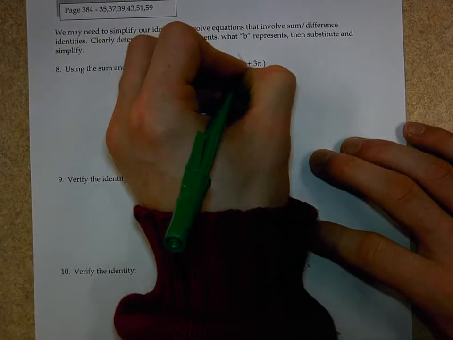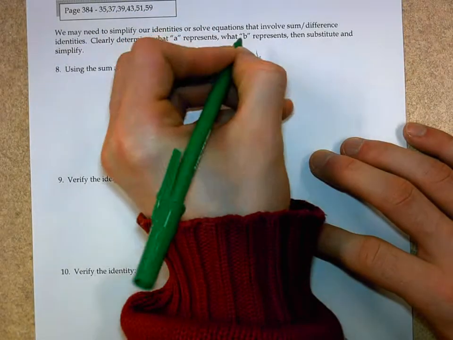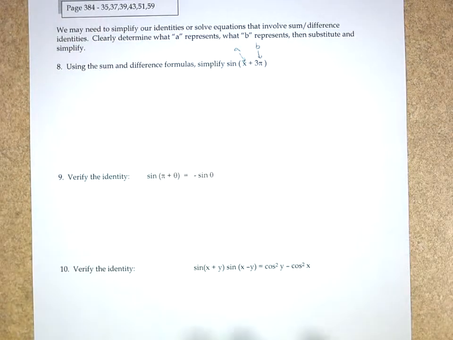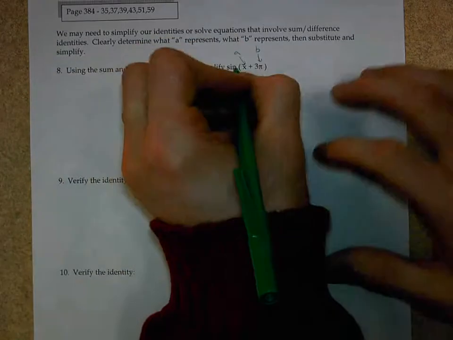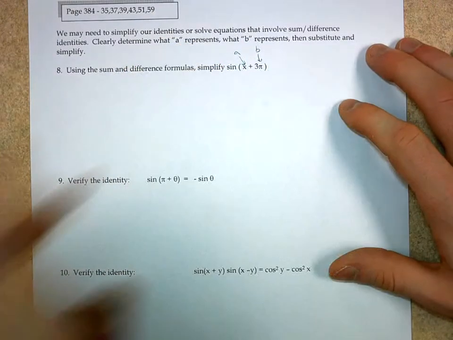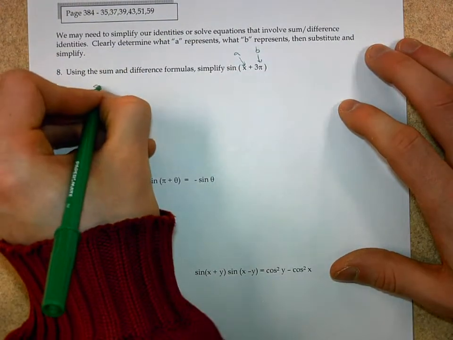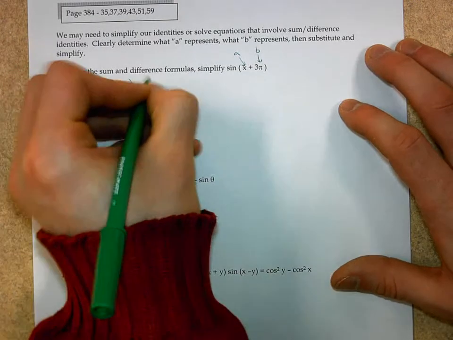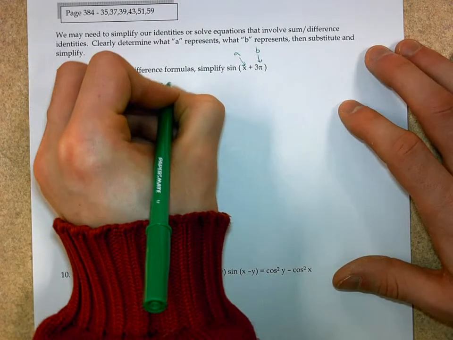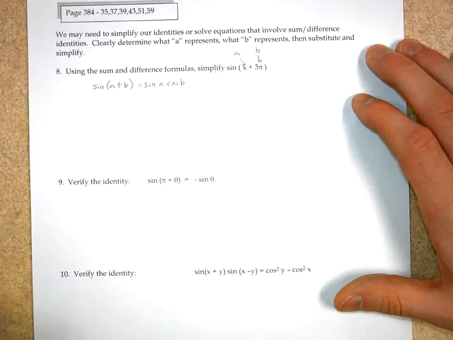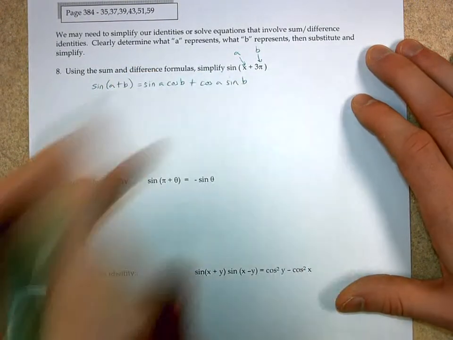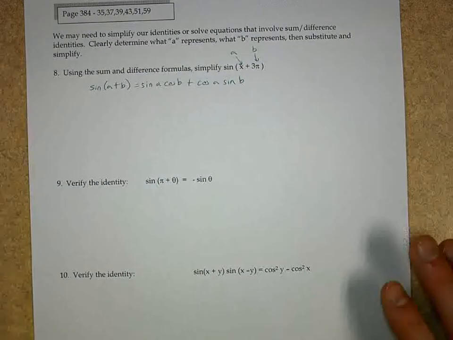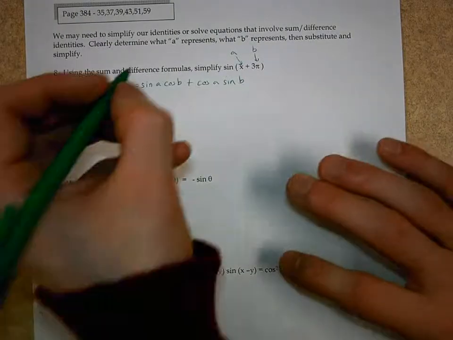Really, what I've got right here is a is going to be x and b is going to be 3 pi. And I know that 3 pi is going to equal something from the unit circle. Since I'm dealing with sine and we've got plus here, this is the sine of a plus b. So sine of a plus b is sine of a cosine of b plus cosine of a sine of b. And we'll write out all those pieces.